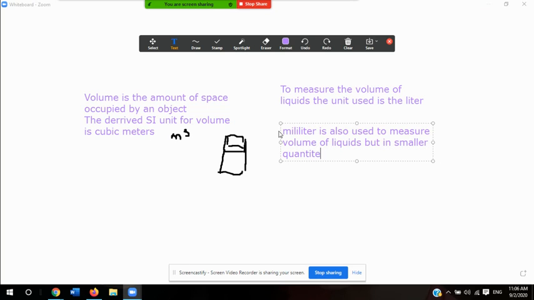And milliliters are used a lot, for example, in medicine, especially with young children, because obviously it has to be a small amount of whatever medication needs to be administered. If they administered it in liters instead of milliliters, it could be very harmful for a person. So that's an example of what the units are.